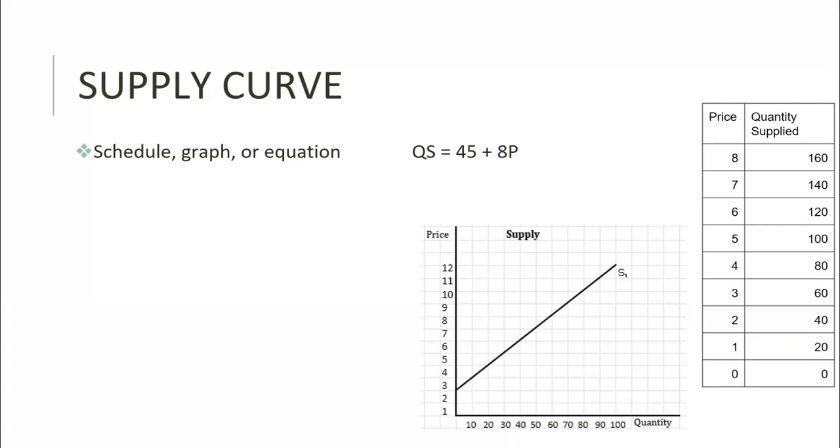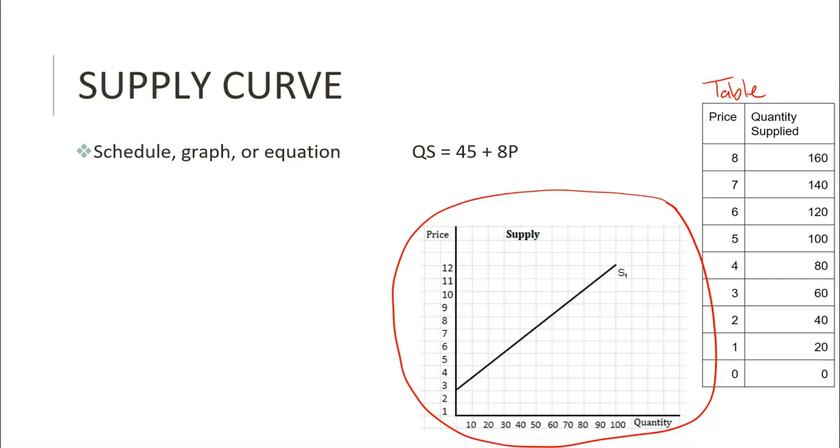Our supply curve can be a schedule, graph, or equation, just like with demand. A schedule is another word for table, or something where we're just listing all of the points out. So price of $8, quantity supplied is 160, price of $4, quantity supplied is 80. So it just lists out all of those points. Our graph is down here. We've got price on the y-axis, quantity on the x-axis, and we've got an upward sloping supply curve. Price and quantity are moving in the same direction.